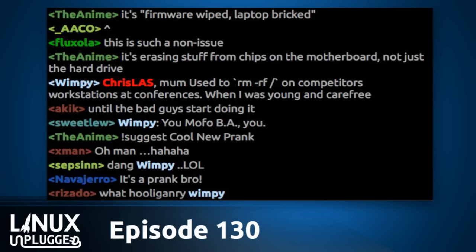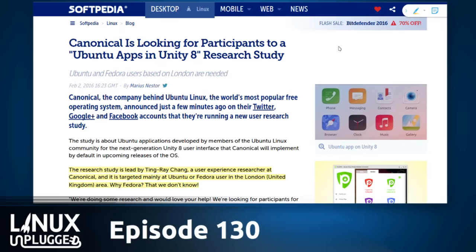Okay, so I don't really have any action to take on this myself because I'm not on the right side of the pond. But if you are in London or in the area, you might be able to make an impact on the future of the Unity 8 desktop. Canonical is posting on their social media accounts, on Twitter, G+, and Facebook so far, that they're conducting a user experience research study. The study is about Ubuntu applications developed by members of the Ubuntu Linux community for the next generation Unity 8 user interface. The research study is being led by Ting-Ray Chang, a user experience researcher at Canonical, or maybe I think it's Chang. And it's targeted mainly at Ubuntu or Fedora users.